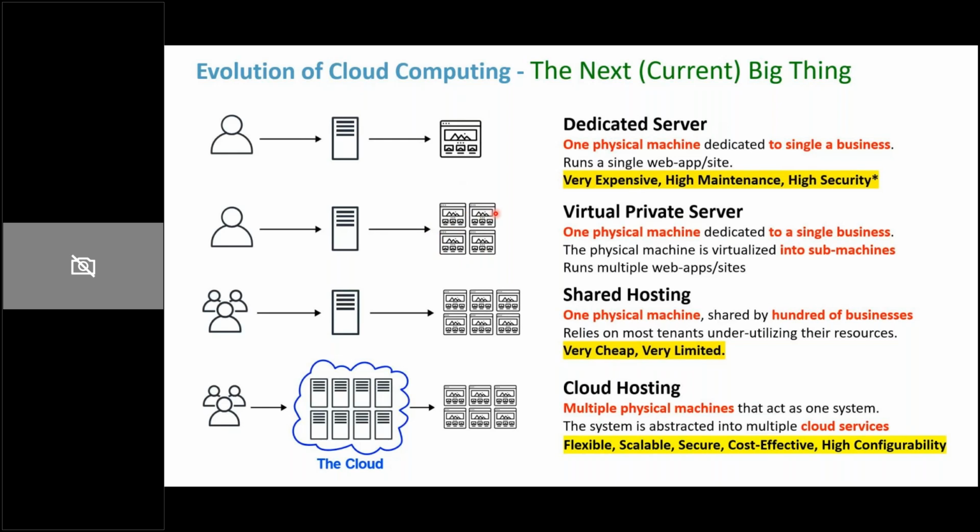Since the technology has been evolving, the second era that we came up with is the virtual private server. Out of the same one server, we will be installing Hyper-V, which is virtualization software. That software will help us create multiple machines, and on each and every machine we will be deploying our website, right? So this is the virtual private server era. Then we came up with the shared hosting concept.